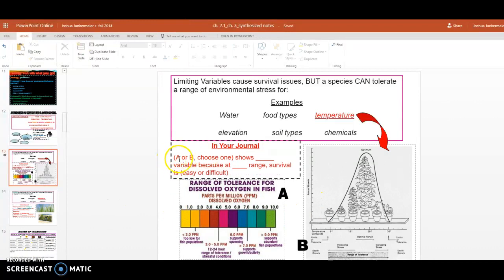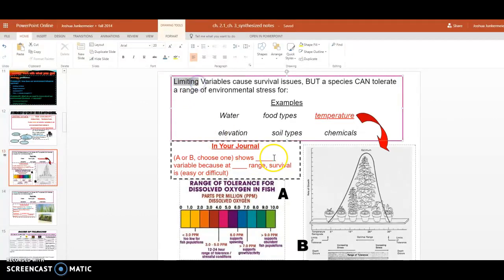Here you go. It says in your journal, A or B, choose one, shows blank variable. What's the kind of variable we're looking at, right? So fill in the blank properly. Shows blank variable because at blank range. So choose a range here or a range in B. And just describe what that value is, whether it's a temperature or an amount of oxygen. To show that survival is, are we talking about the range that makes survival easy or difficult? All right, and that's it. So you can use this sentence to help you.